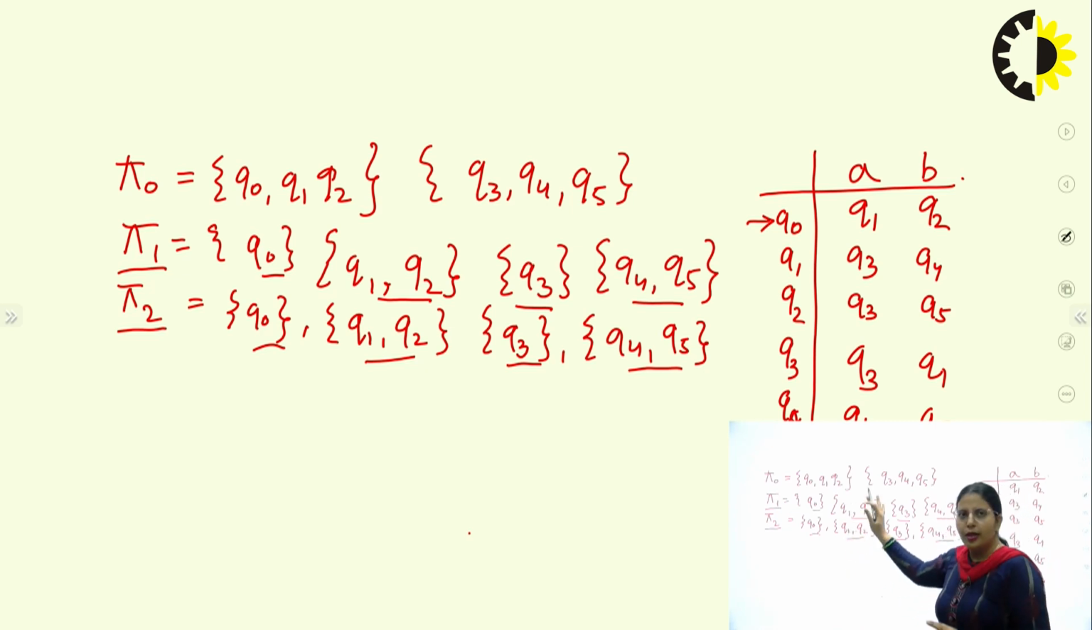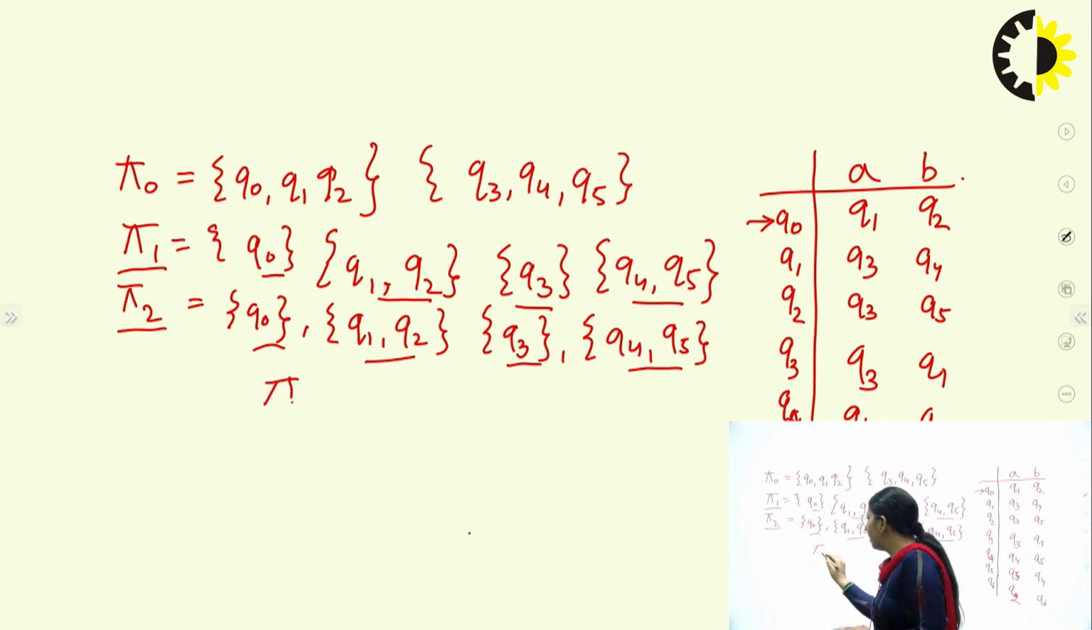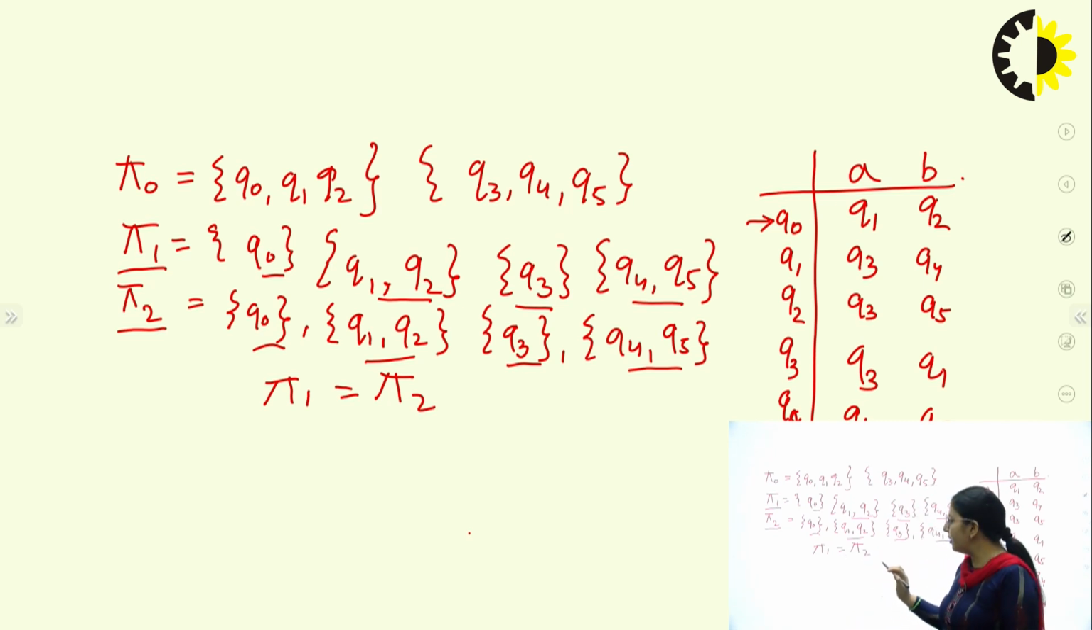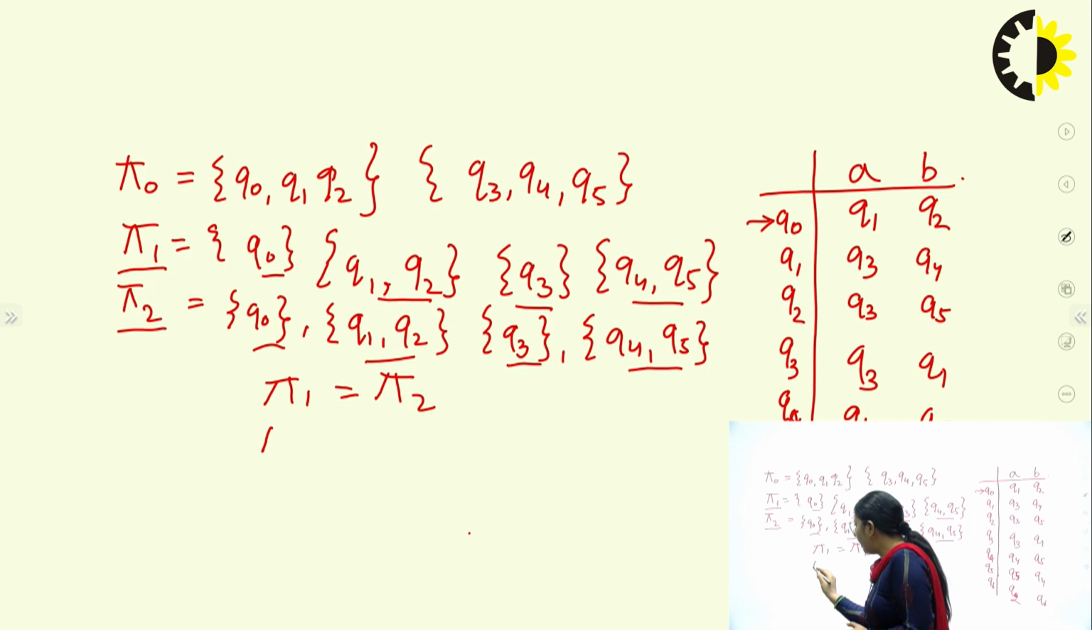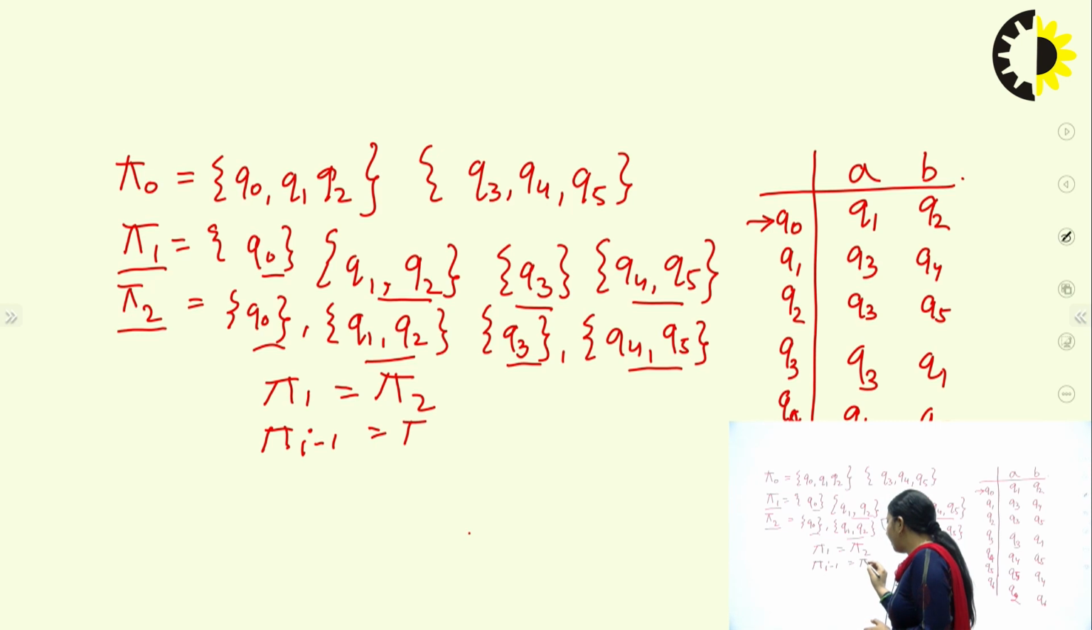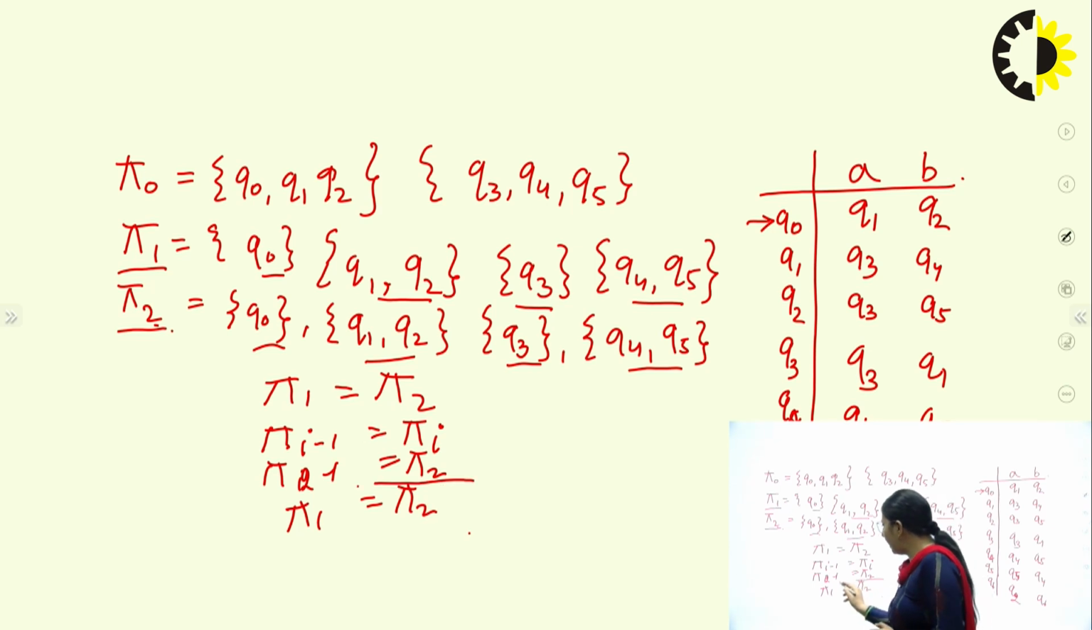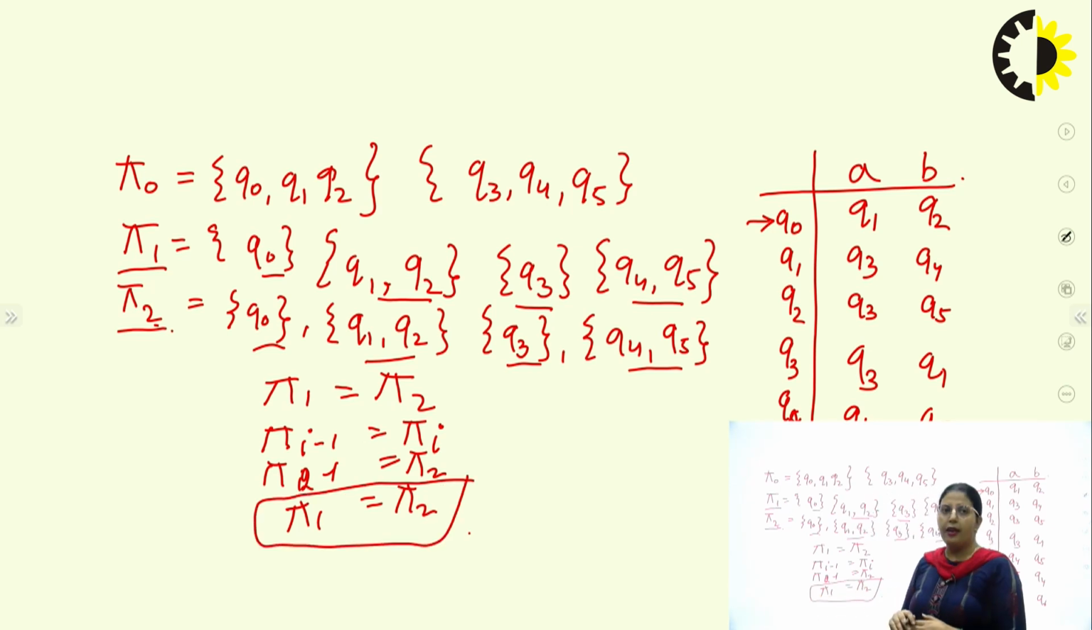When these two partitions are the same, phi 1 equals phi 2. This is the terminating condition, that is phi of i minus 1 equals phi of i. Here i is the second partition, so i minus 1 means 2 minus 1, which is phi 1. So it is phi 1 equals phi 2. This is the terminating condition at which we have to terminate further partitioning.